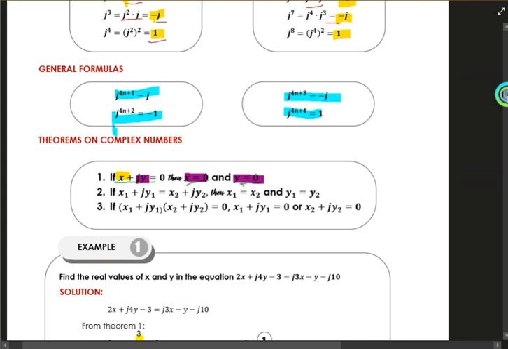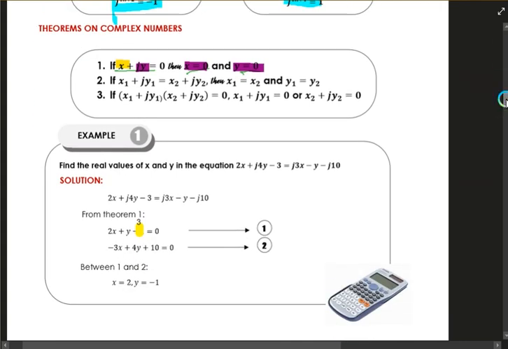Next, we have another theorem. The examples for the theorems of complex numbers will be shown later. The three are somewhat related, but we have theorem number 2: if x sub 1 plus jy1 is equal to x2 plus jy2, then x1 is equal to x2 and y1 is equal to y2. Take note that our real numbers are x sub 1 on the left and x sub 2 on the right, then jy1 and jy2. So you equate all the real numbers and then equate the imaginary numbers: x sub 1 equals x sub 2, y sub 1 equals y sub 2.